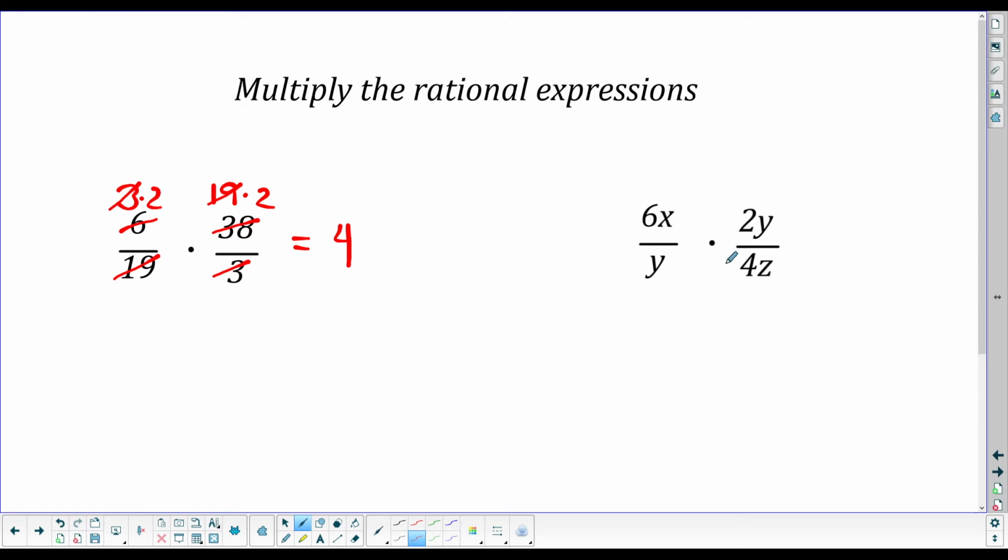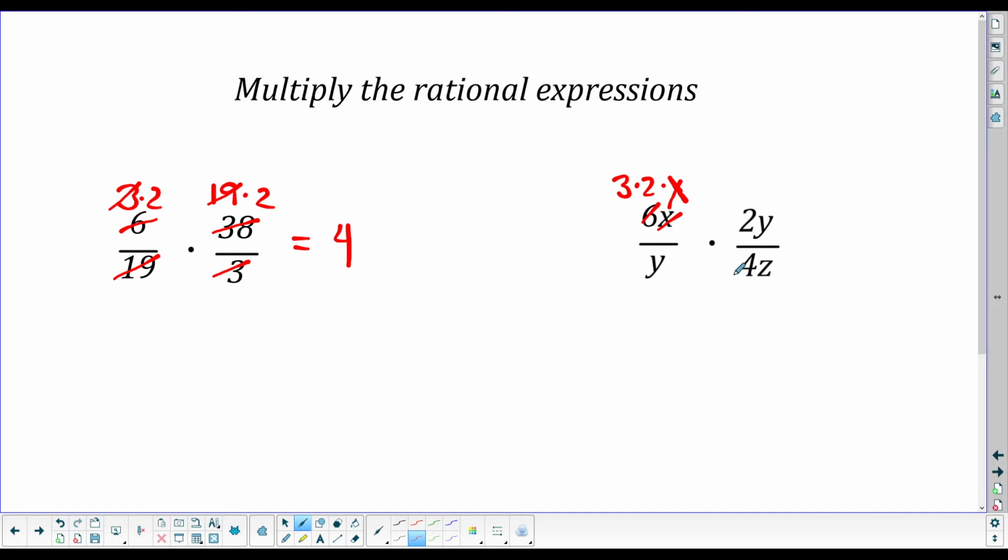We're going to look at these rational expressions, right? So we've got a variable in the denominator, so they're rational expressions. And so we're going to see if they have any common factors. Are there common things that we can take out of here? And so 6, again, I can write as 3 times 2 times x, right? If I put that x in there.